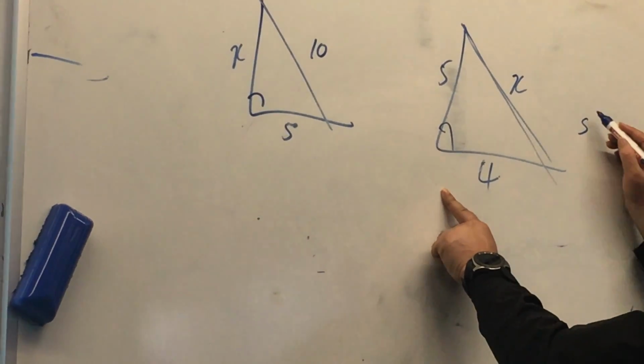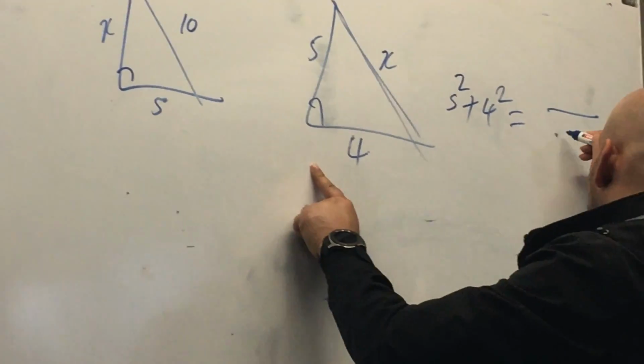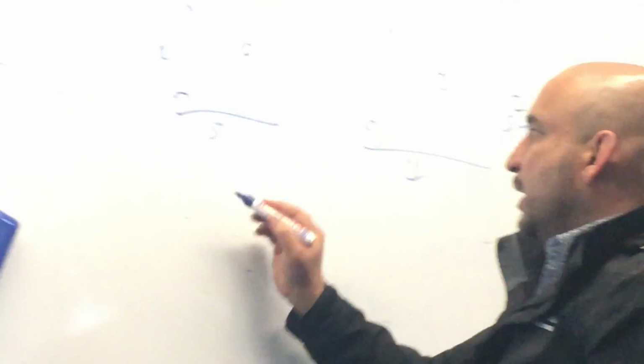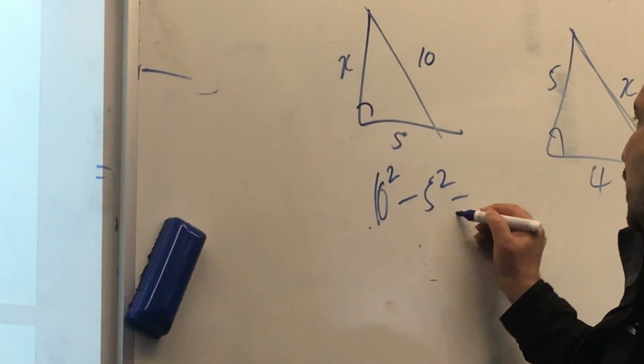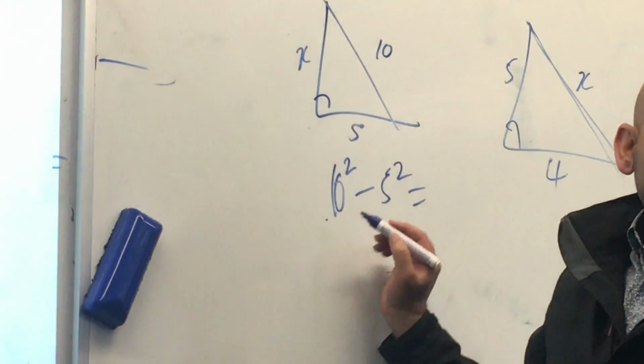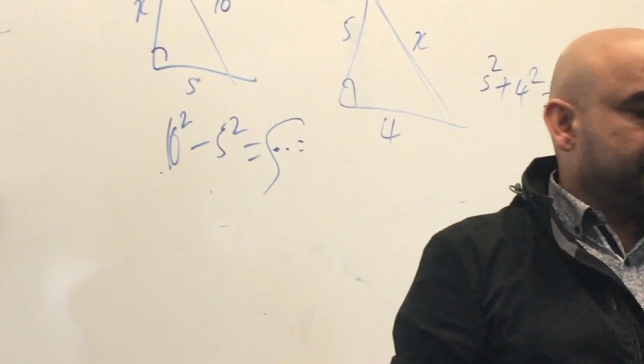So add the two short sides and square them. 5 squared plus 4 squared. Get the answer and then square root the answer. Here you are given the longer side, so 10 squared, take away 5 squared to get the shorter side. So when you get the shorter side, you minus.